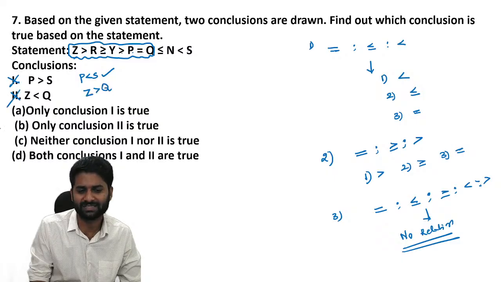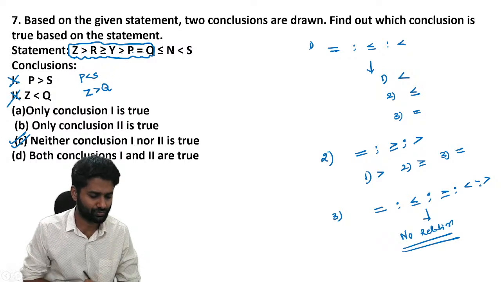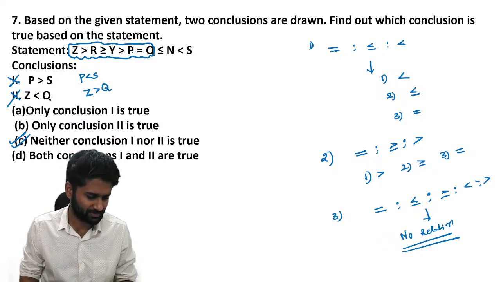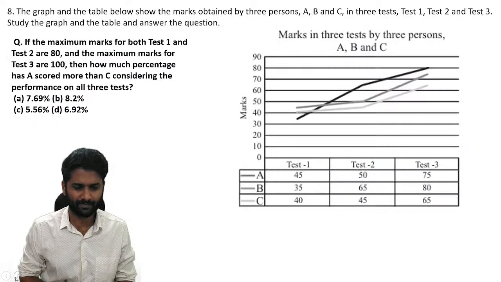But the given Z is less than Q. So no, neither of the two conclusions follows. That's my answer. Neither one nor two. Any one of the conclusions does not follow. Next.